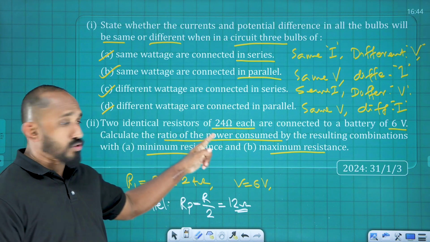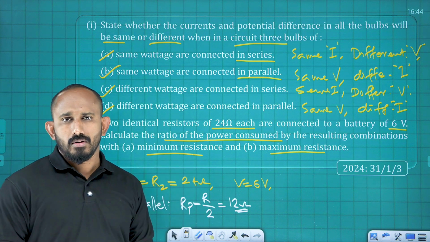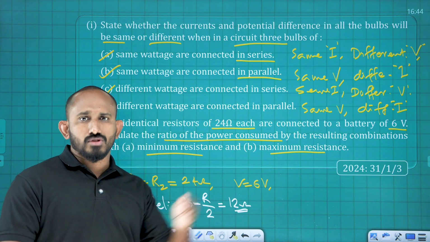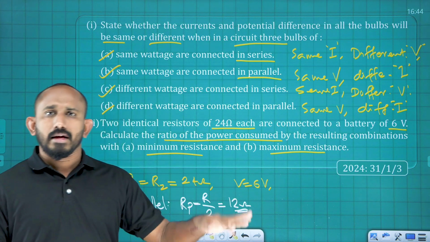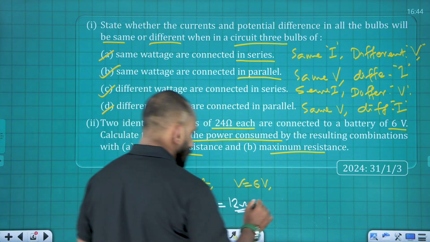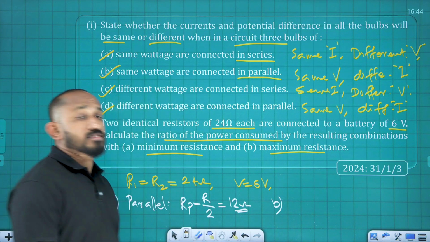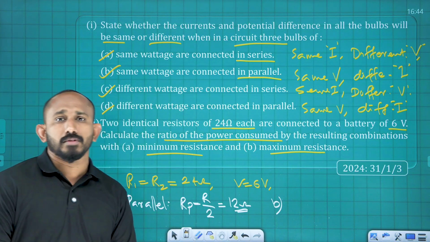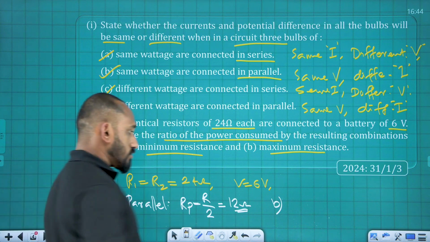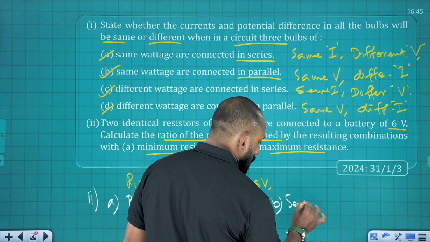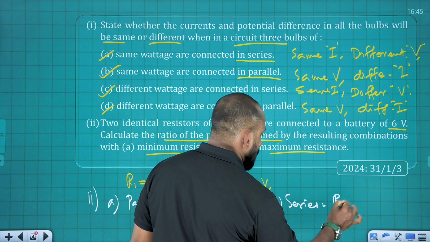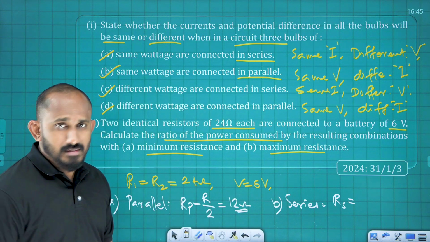Now the ratio of the power is the question. So direct ratios you can do. Instead of calculating the power of each one, you can use the direct ratio in the calculation. So B part, maximum resistance. Maximum resistance means they are connected in series. So this is series combination. So there RS is equal to R1 plus R2.